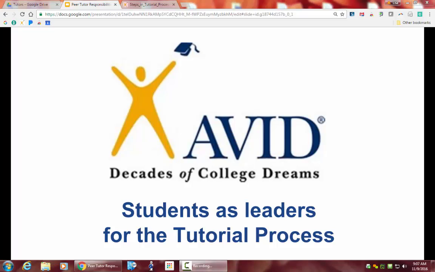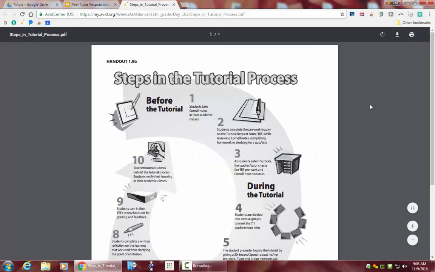We're going to review the tutorial process and really discuss what students can do in order to help one another through this process. It will require some leadership from the students, which is exactly what AVID is hoping for through the whole AVID process: to build leadership capacity in our students. So this is a fantastic opportunity for you during this process. We're talking about students as leaders for the tutorial process. Let's review the steps again of what that process looks like.